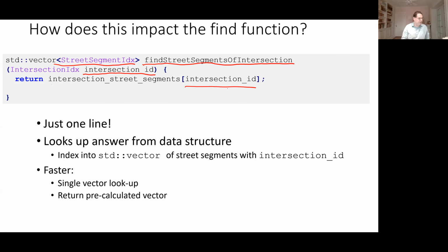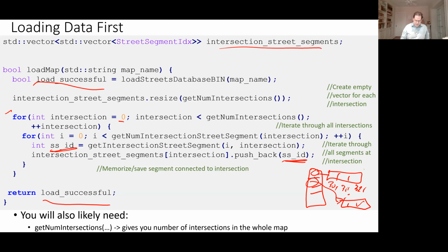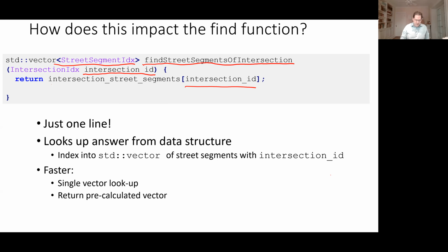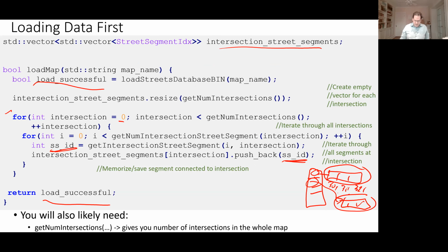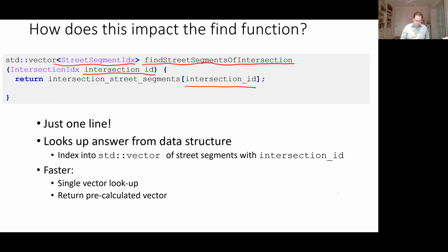So if we're asked about intersection ID 0, we would return this vector, the first vector. If we're asked about intersection ID 1, we would return that vector, the second vector, and so on. So it doesn't get any faster than this. We pre-computed everything. We return the pre-computed vector with just one line of code. It's a single lookup and a return.